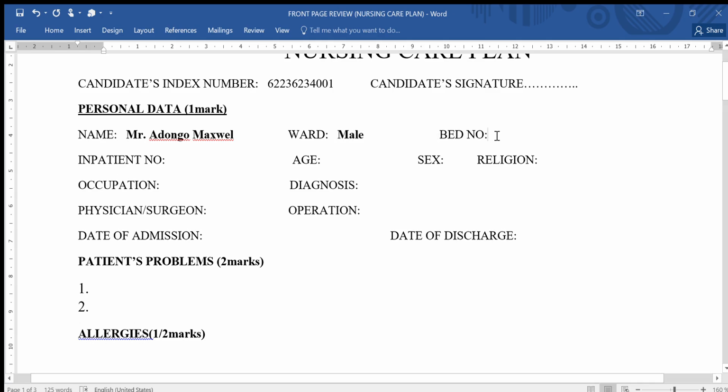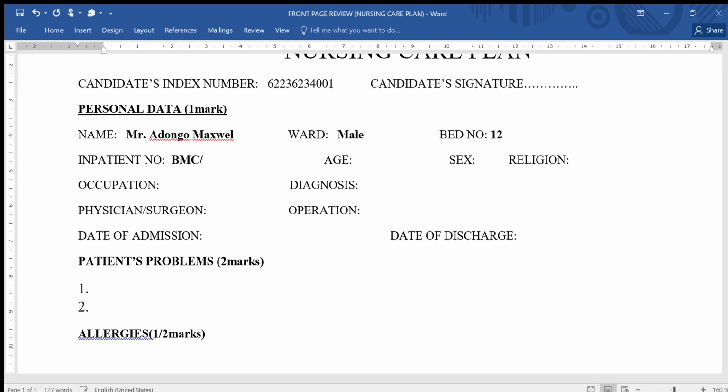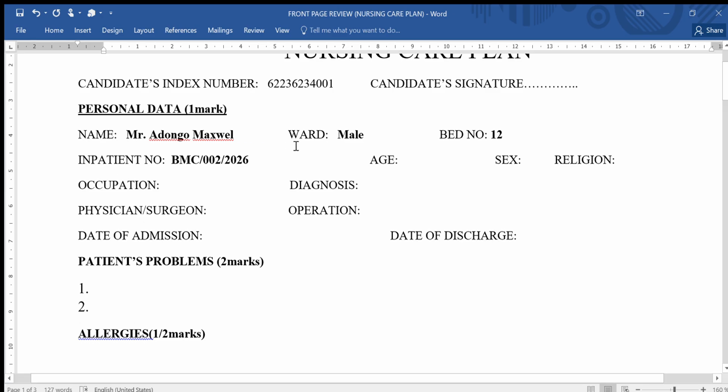So you see bed number. Bed number, you indicate the bed on which the patient is admitted. So if your patient is admitted on bed 12, just write bed number 12. Then you see inpatient number. It's also found either on the attendance card or on the patient folder. You type it here. In our case, the inpatient number for this patient is BMC/002/2026.